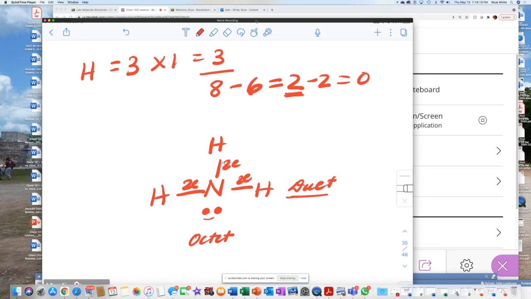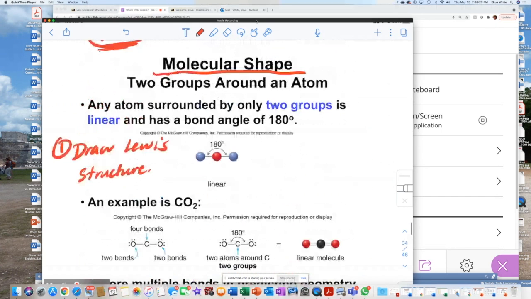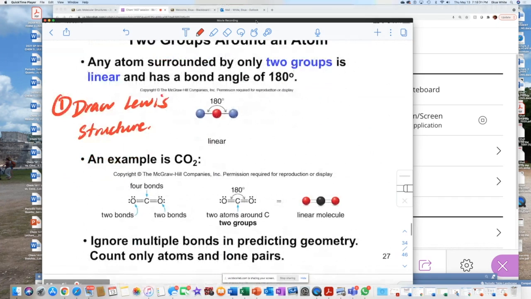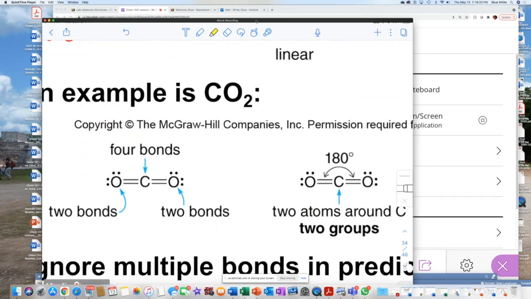Okay, we were learning about groups, right? How do you count groups around the central atom? Remember, each element counts as a group, and then, of course, you have your lone pair. We did work on CO2 earlier, right? So that one has 2 groups. We're just practicing 2 groups.